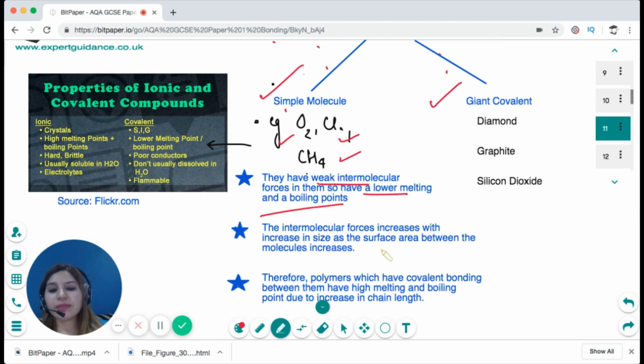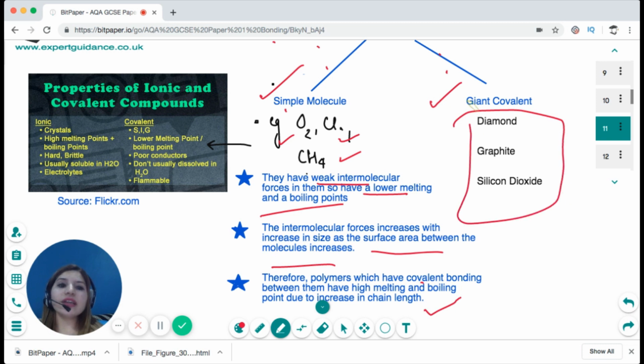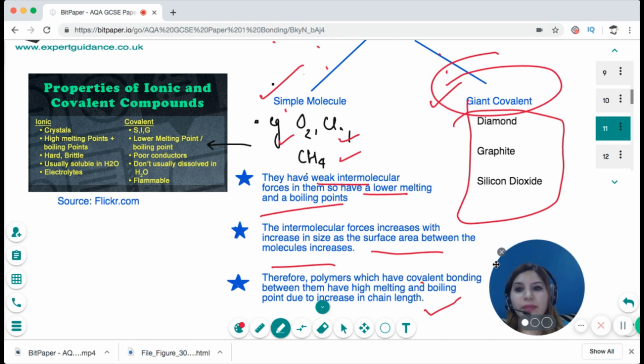However, their intermolecular forces increase with size. So therefore, polymers, which have covalent bonding between them, have high melting and boiling points due to their chain length. Whereas diamond, graphite, and silicon dioxide are the examples which have a giant covalent structure. Therefore, they have high melting and boiling points.